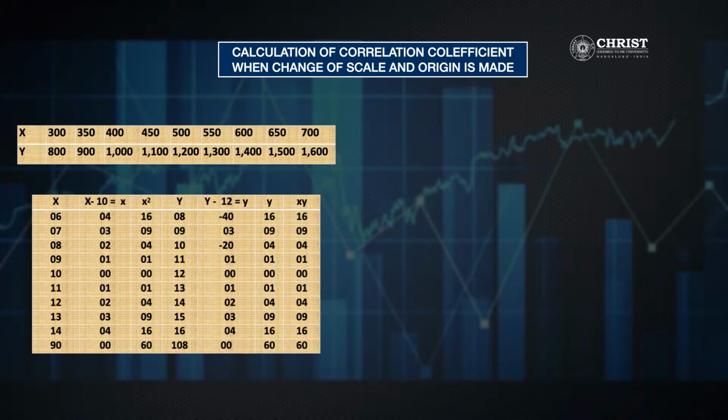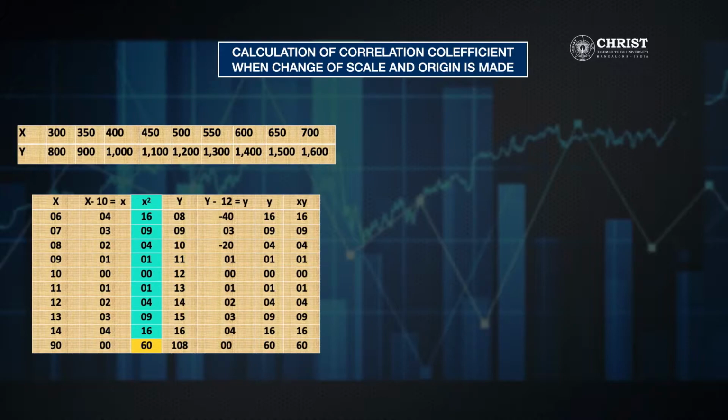So to calculate the mean of the x series, the total is 90 divided by 9. Nine values are there, so you will get the mean as 10. Now you have to take the deviations, that is the small x. Then you have to take the square of those values: 16, 9, 4, 1, 0, 1, 4, 9, 16. Total is 60.